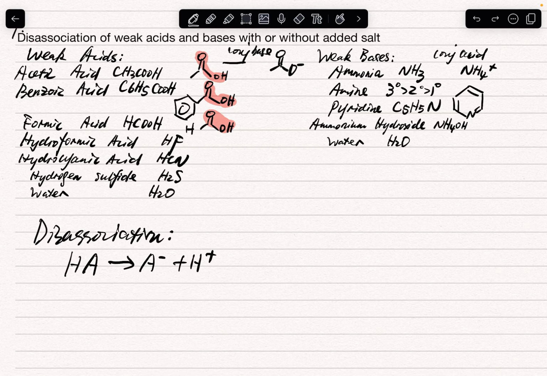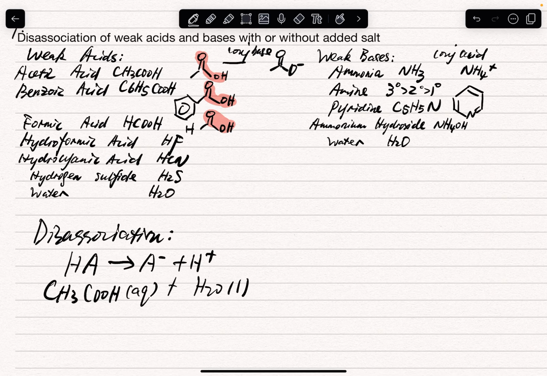Let's just take one of our weak acids, let's say acetic acid. When acetic acid, CH3COOH, dissociates, it really dissociates in where? In water, right? So this is the aqueous form plus water, H2O, which is the liquid form. And then it would dissociate into CH3COO minus and plus H3O plus, okay?